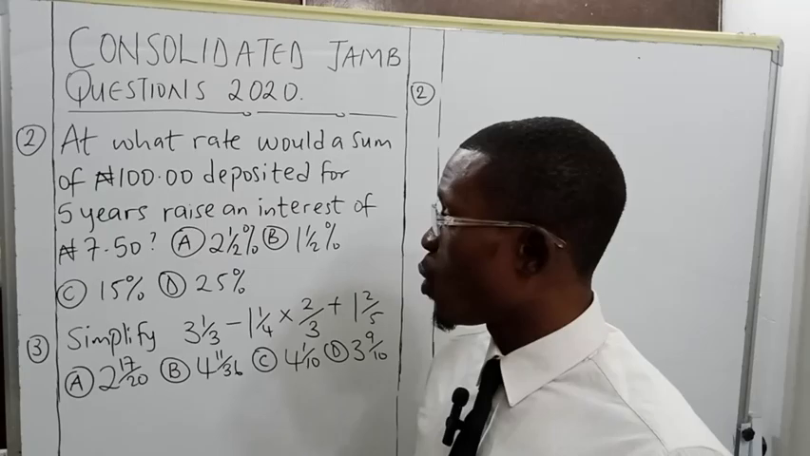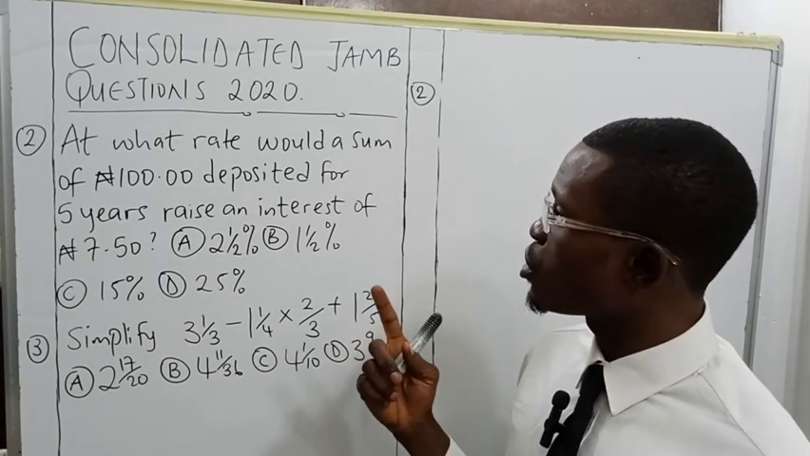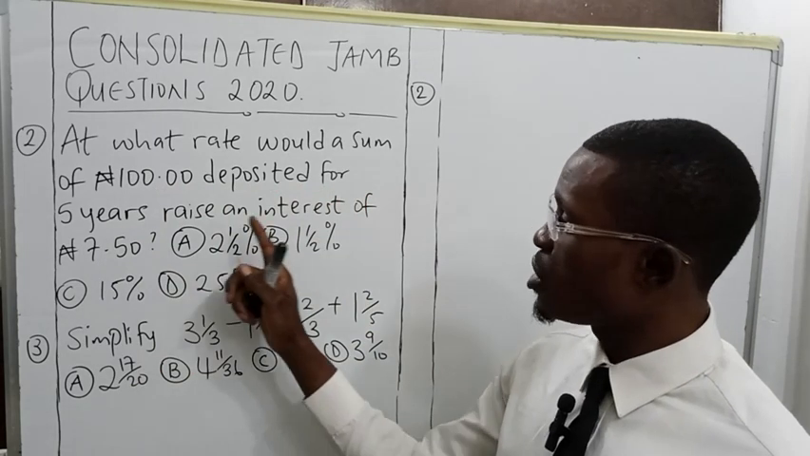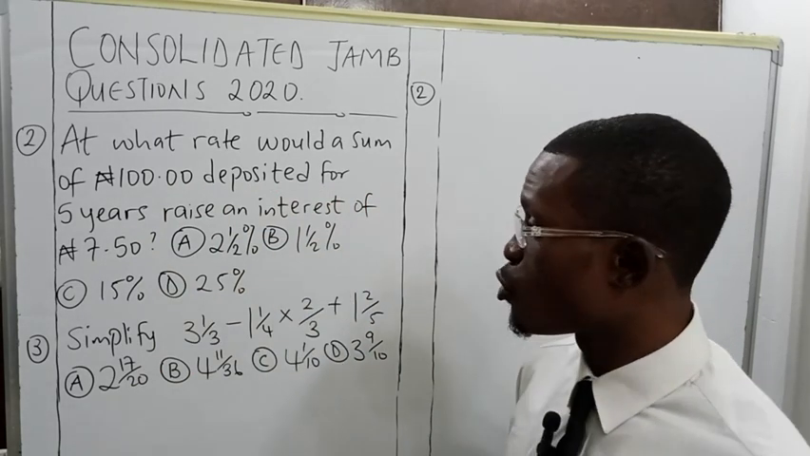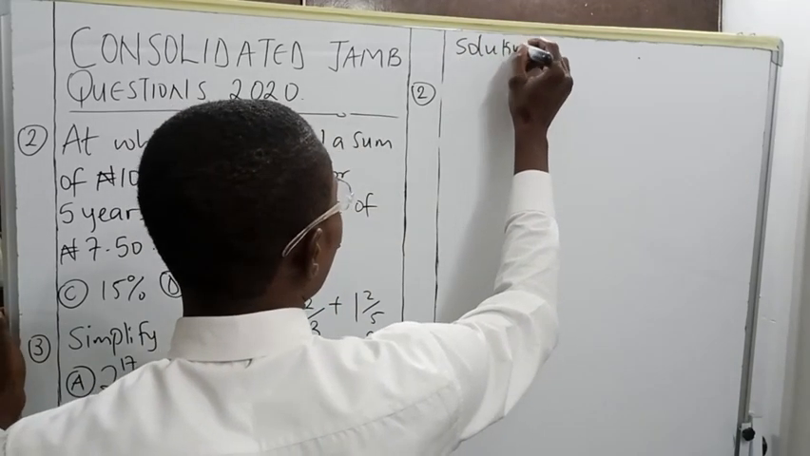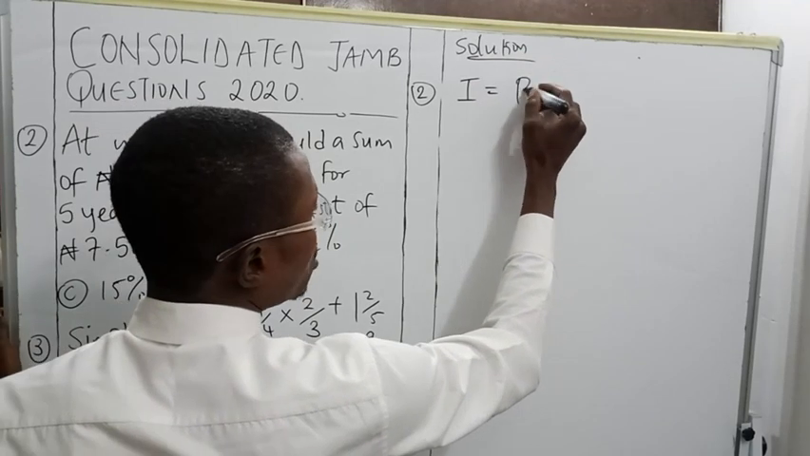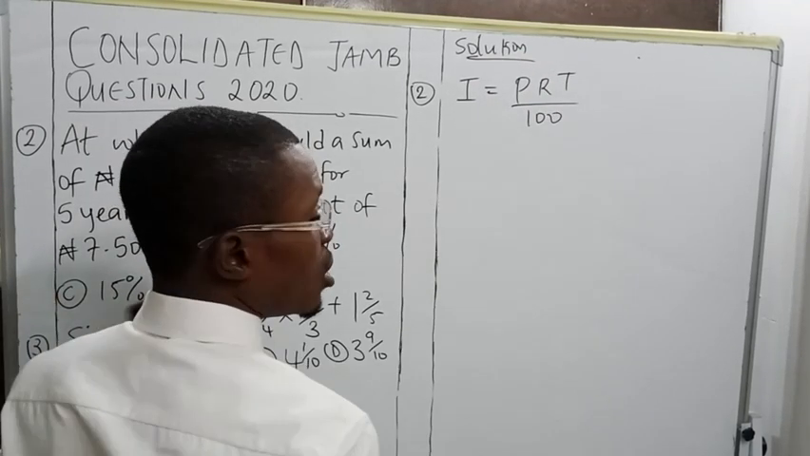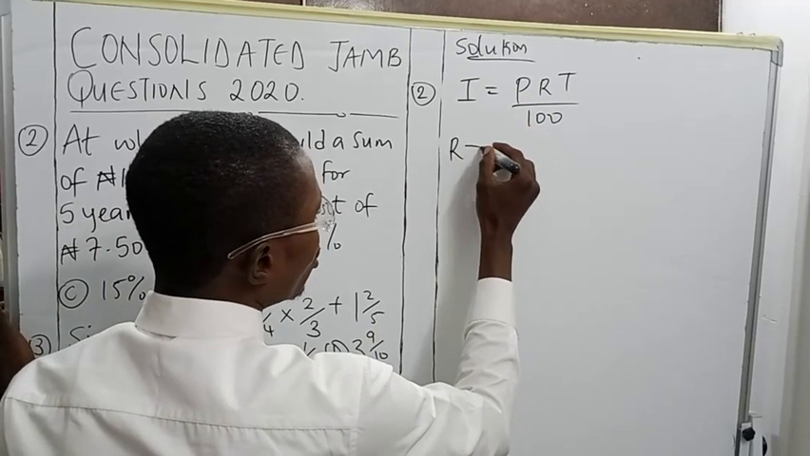Now we'll go to number 2. Now we have question 2 and 3 on the board. Question 2. At what rate would a sum of 100 naira deposited for 5 years raise an interest of 7 naira 50 kobo? This is a simple interest problem. For number 2, we know that our interest equals principal times rate times time over 100.